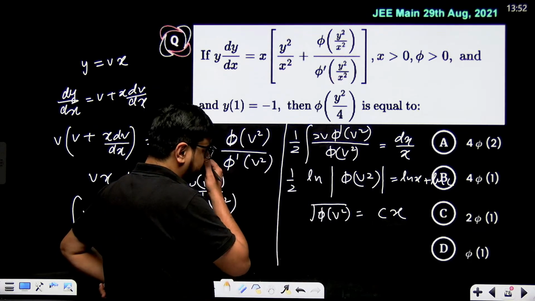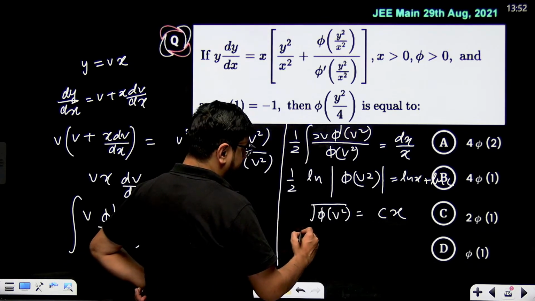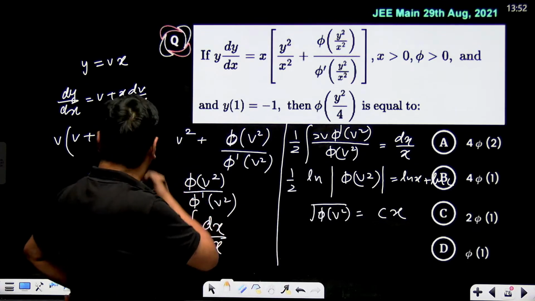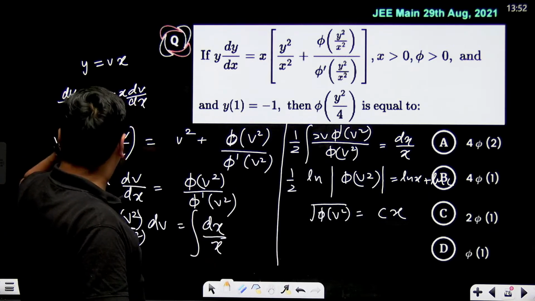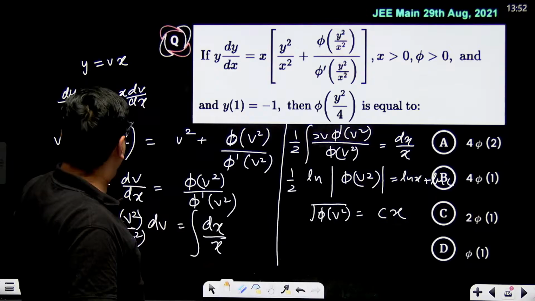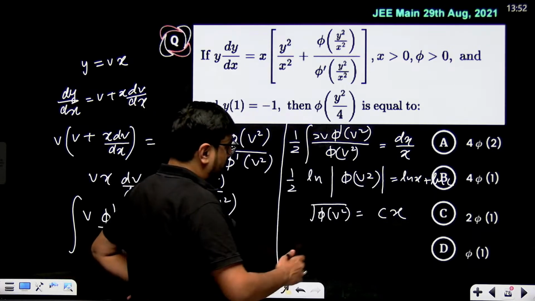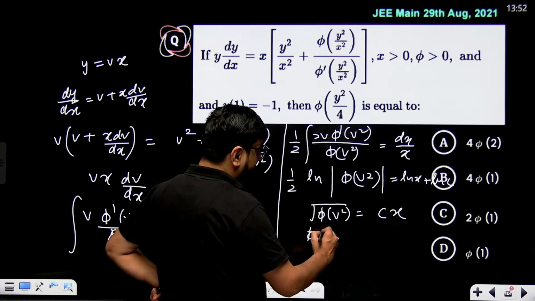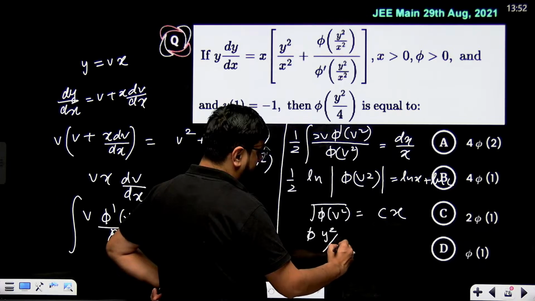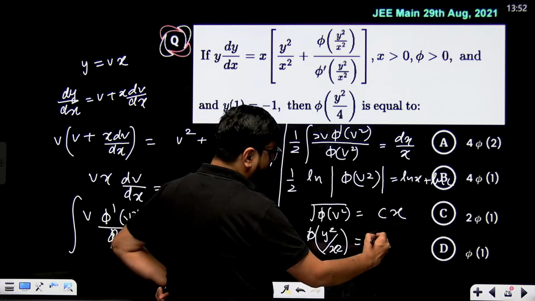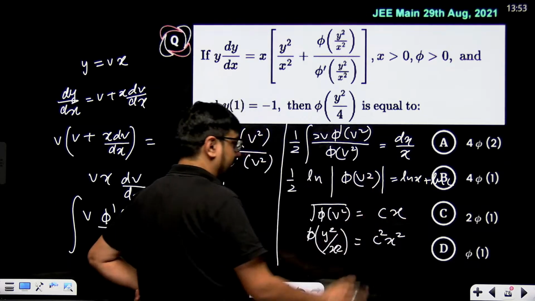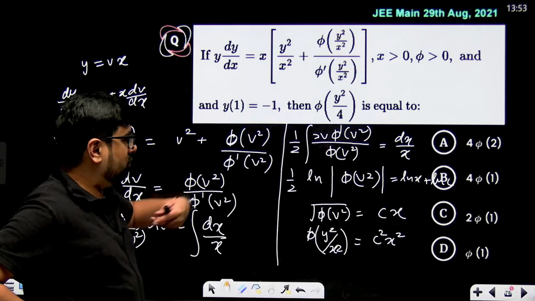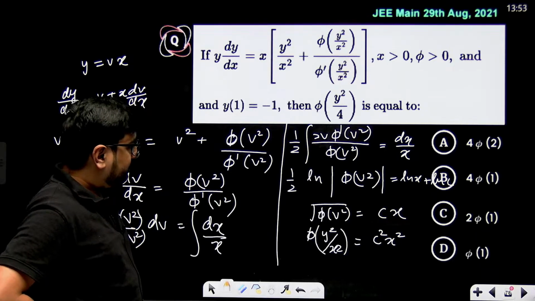Now substitute this thing, v square. What is our v square? V was y by x. So v square, that means phi of y square by x square we have, equal to c square x square, again directly, equal to c square by x square.